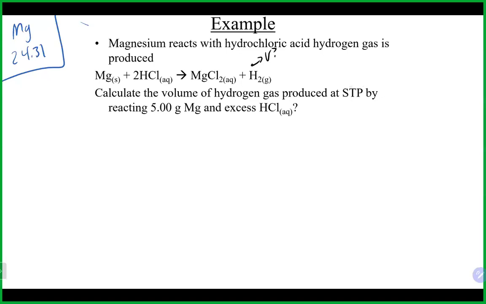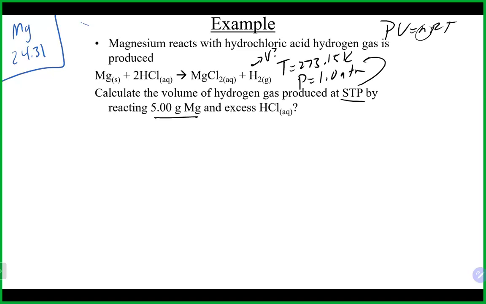At STP, so remember when you're given STP, that means the temperature is 273.15 Kelvin. Pressure is 1 atmosphere. So again, it does represent actual numbers here. Same idea, we could use the ideal gas law, PV equals nRT, and we are going to be short some moles here. So we're going to do our stoichiometry to get to our moles of our H2. We could do that with our magnesium, and it's an excess amount of HCl, so that tells you magnesium is actually the limiting reagent, pretty much is what that tells you.